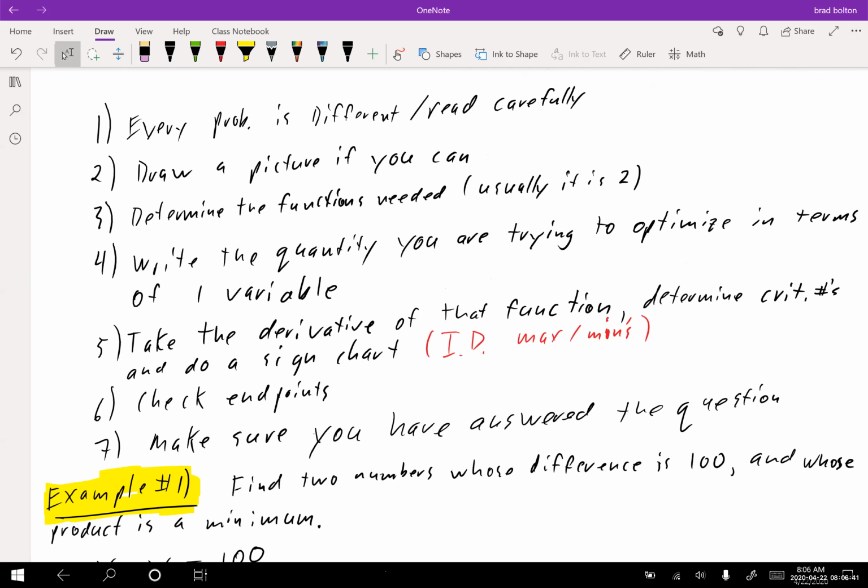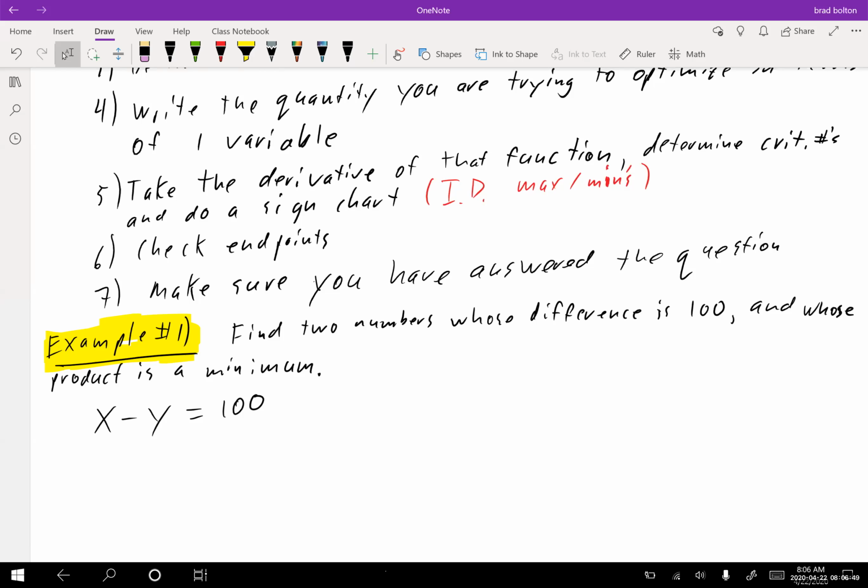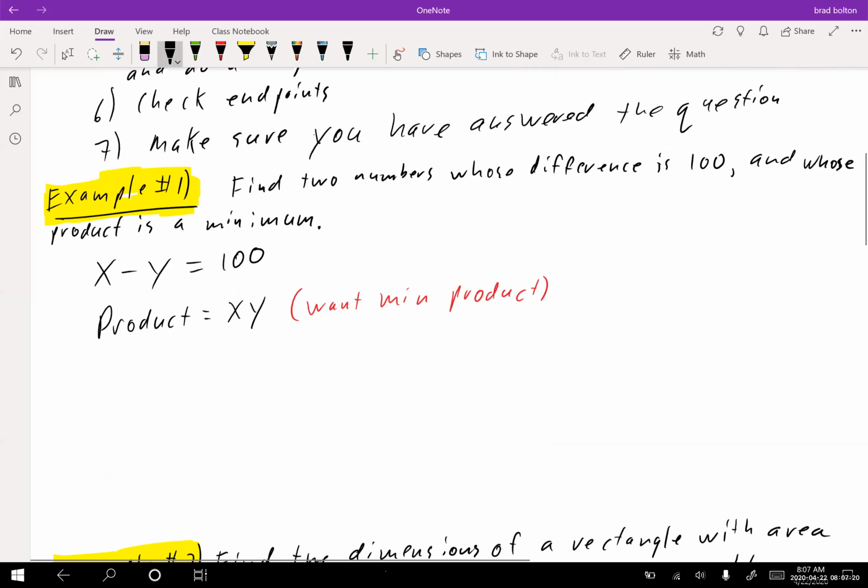I'm going to come over here, draw a picture. That doesn't really make sense to do. Determine functions needed. I got one function so far, x minus y is equal to 100. And then it says, and whose product is a minimum. So the function that I'm trying to optimize is the product. You could even write out product if you wanted. In fact, I'll do that. So product equals x times y, and we want minimum product. I'm going to eventually switch to the letter P for product, okay?